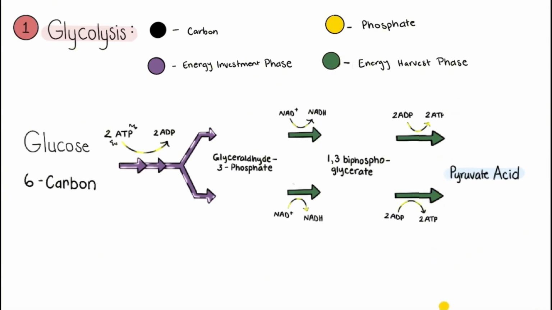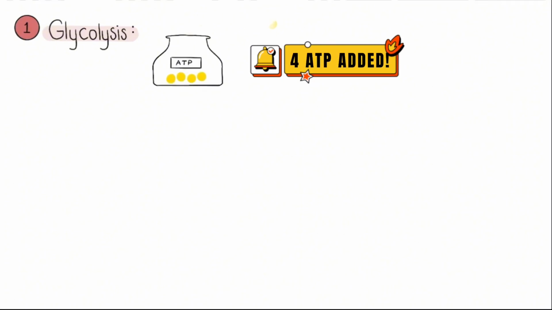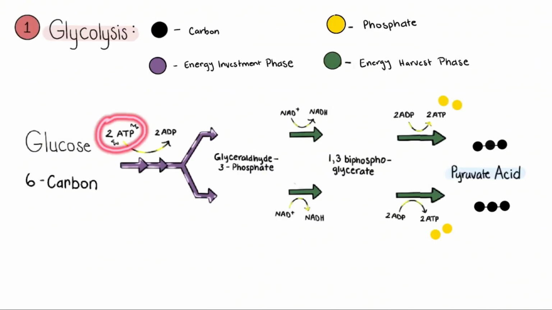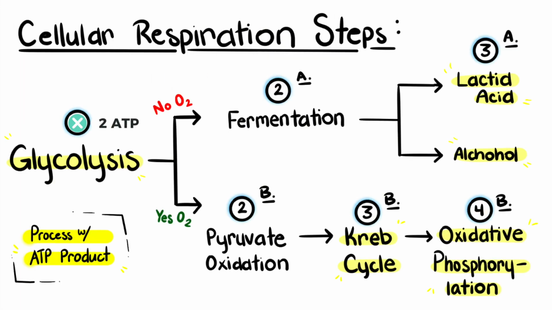Overall, we can see that there were 4 ATP total that were made through glycolysis, but we should also look back to the beginning where there were 2 ATP used. Therefore, 4 minus 2 equals 2 total ATP. Now we can move on to aerobic respiration, or the process that involves oxygen.